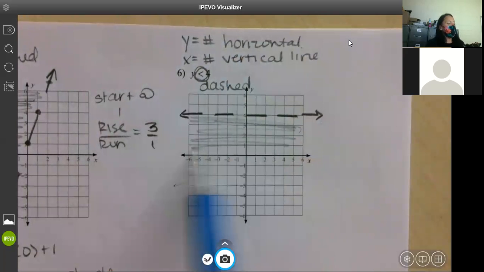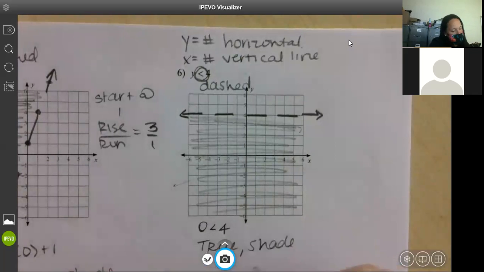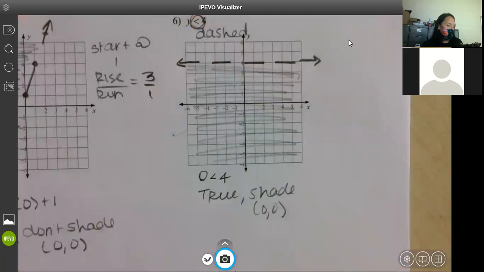You can still plug in 0, 0, but we only have one coordinate. Our y coordinate would be 0. Is 0 less than 4? Yes. So we would shade 0, 0. Okay, so it's the same thing. It just looks a little bit different. All right, what's different about 7 and 8?